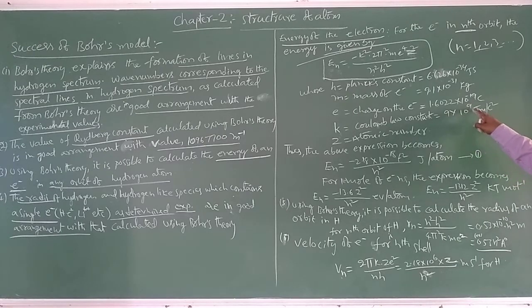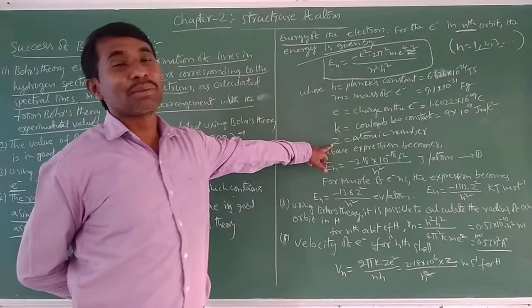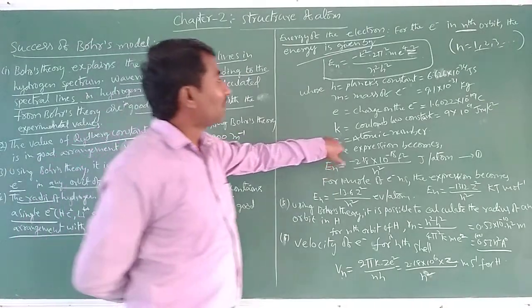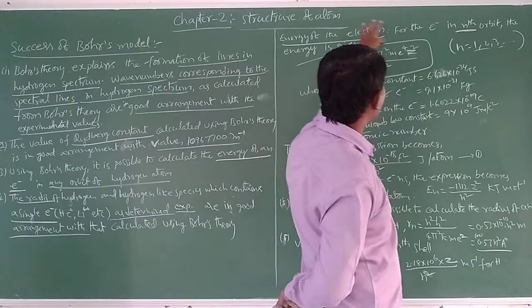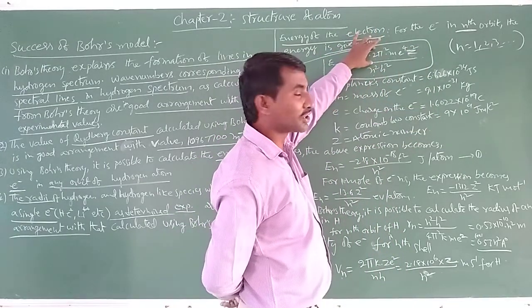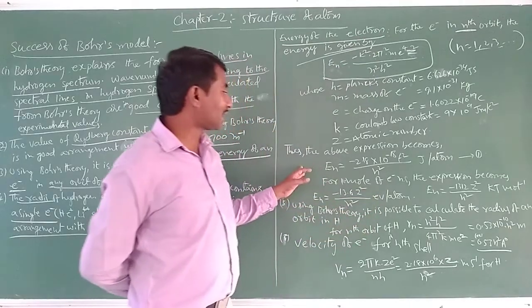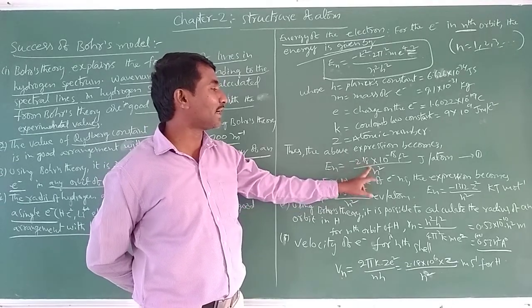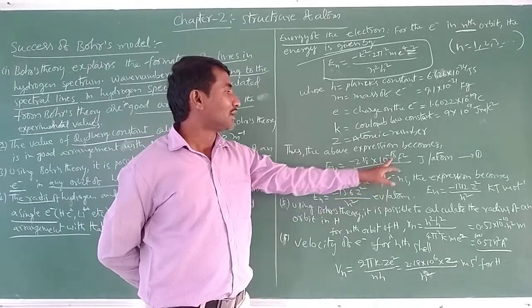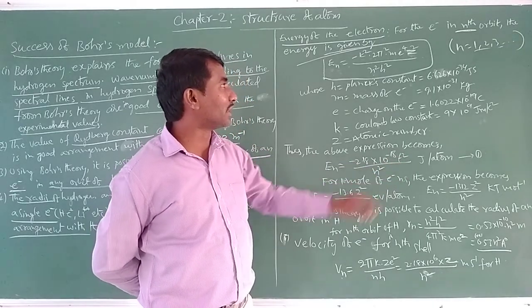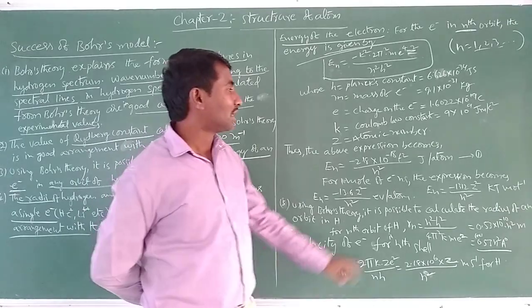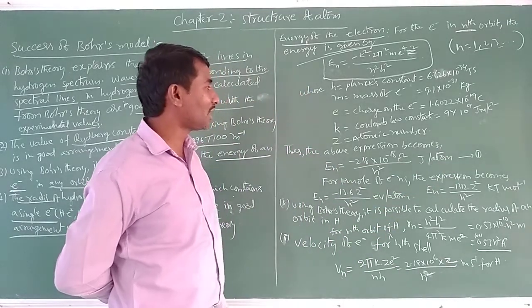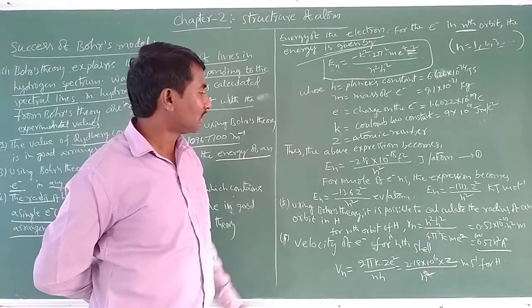That value is 9 into 10 power 9 joules meter per coulomb square. Z means what? Atomic number. When all values are substituted in this formula, finally we get the value En equal to minus 2.18 into 10 power minus 18 by Z square by n square joules per atom.